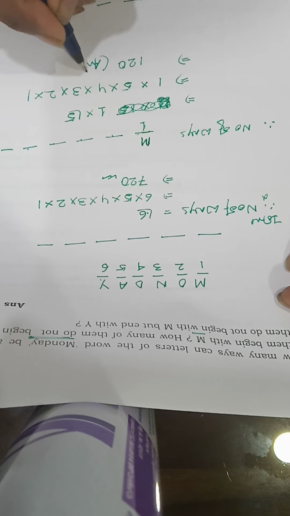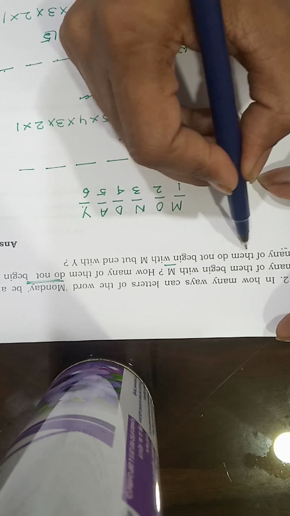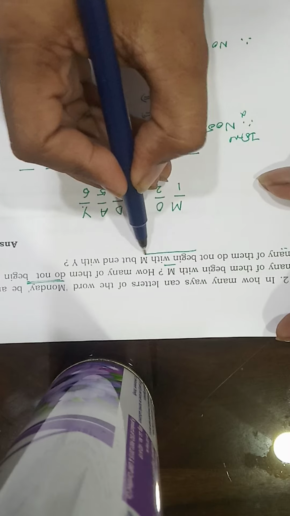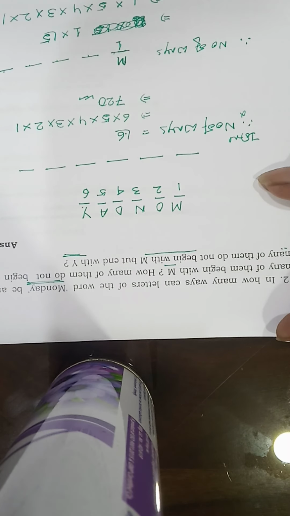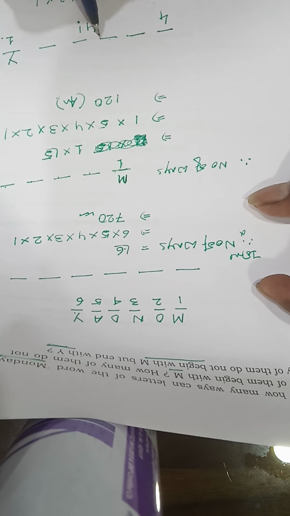This is 120. And the last one: how many of them do not begin with M but end with Y? Do not begin with M. So see, again there are 6 places.